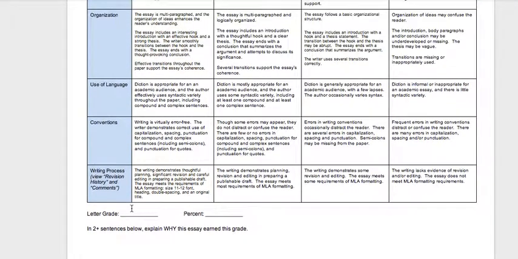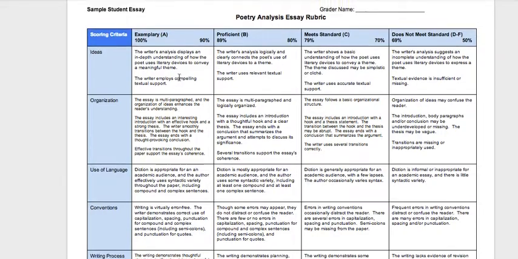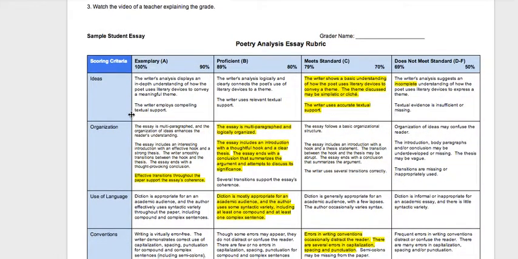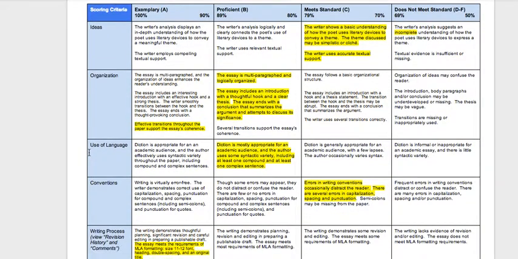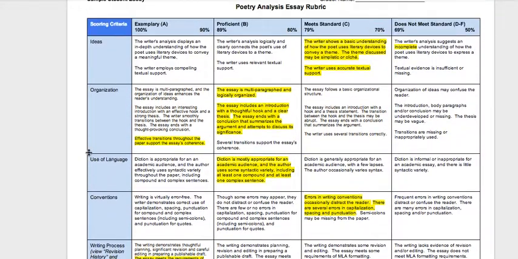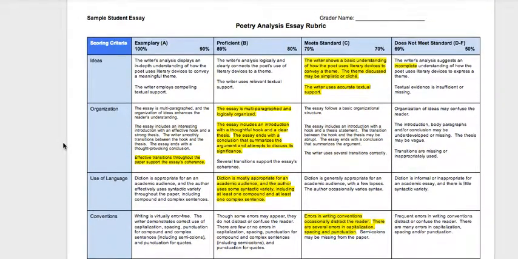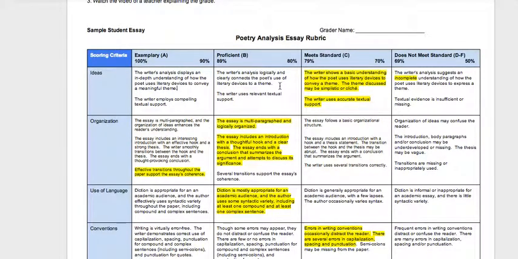When you're grading on the rubric, you should be highlighting the portions of the rubric that you feel apply. So when you're done, your rubric will look something like this. If you haven't done this yet, hit pause now and come back when you're ready. So this sample student essay, I graded as follows. Let's start with the ideas category.